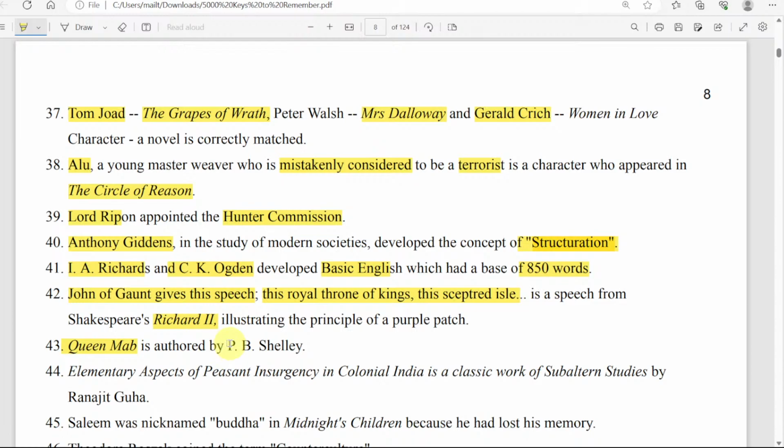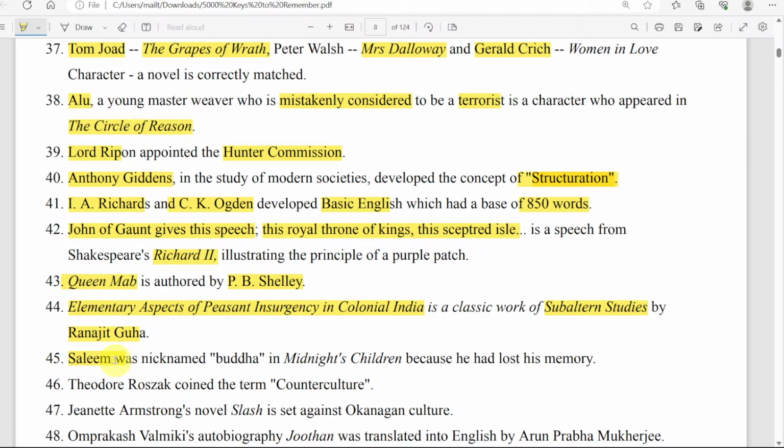Queen Mab is the poem by which author? P.B. Shelley, right? Elementary Aspects of Peasant Insurgency in Colonial India is a classical work of what? Subaltern Studies by Ranajit Guha, correct? And Saleem was nicknamed Buddha in where? Midnight's Children.